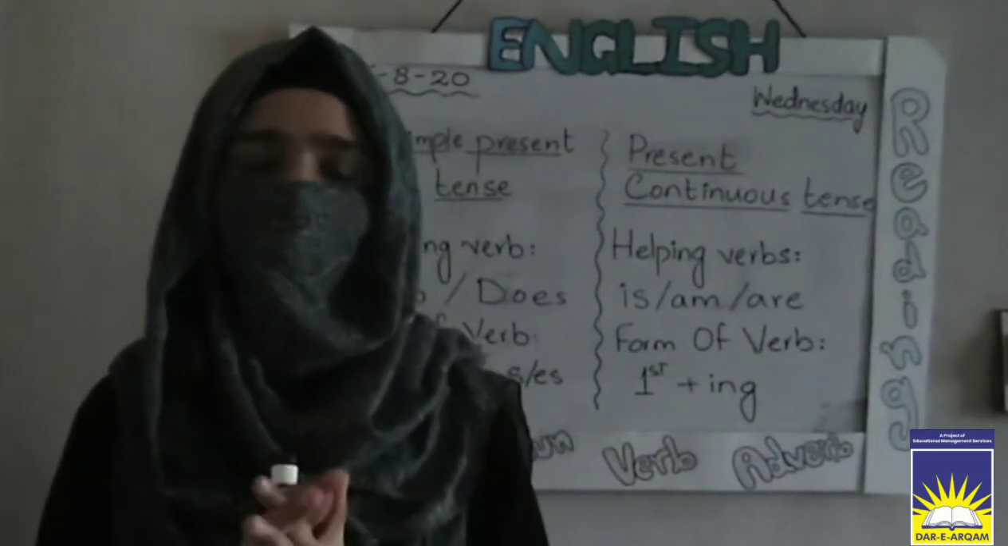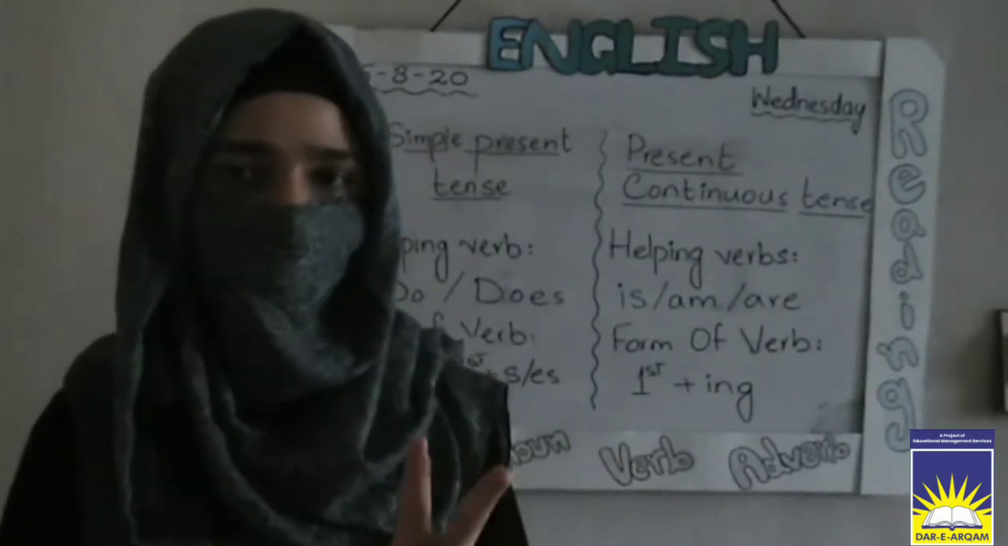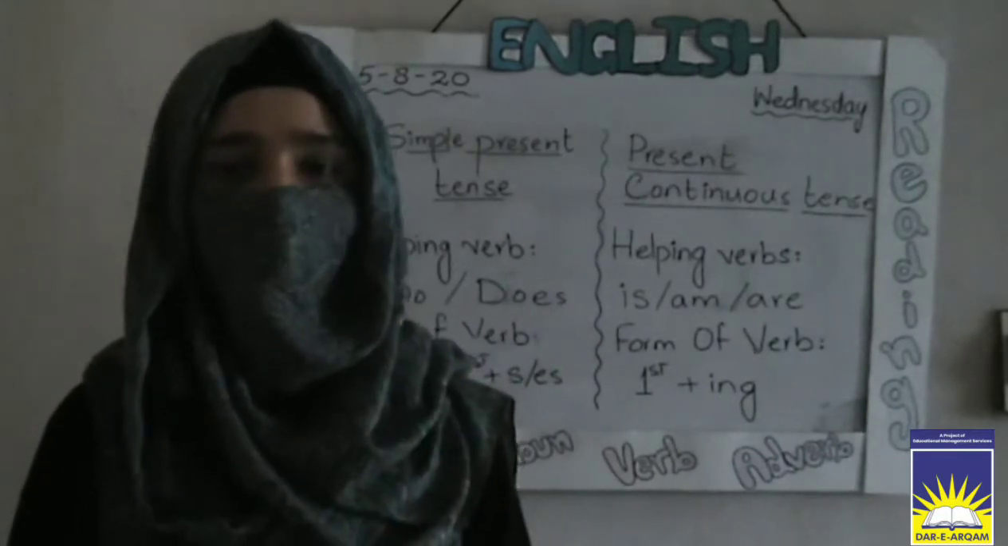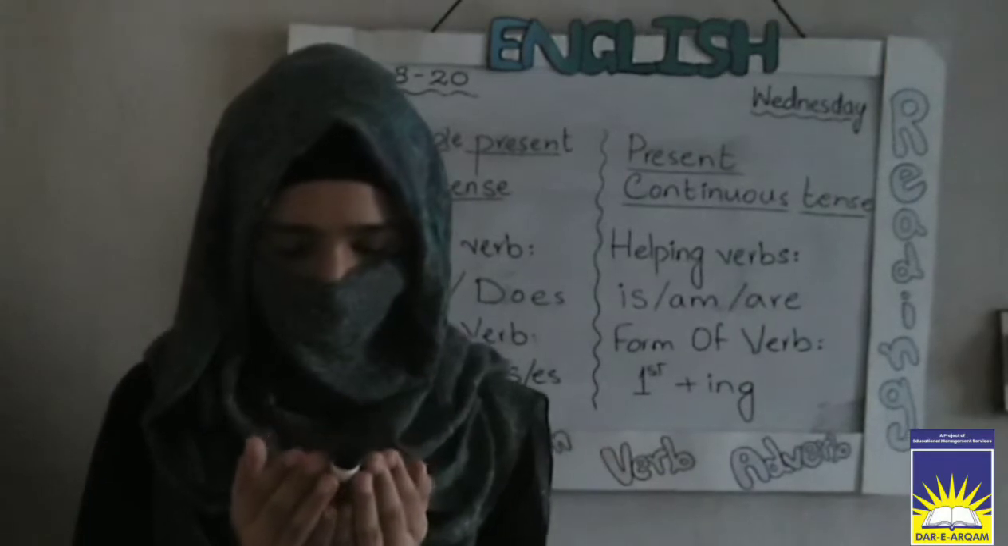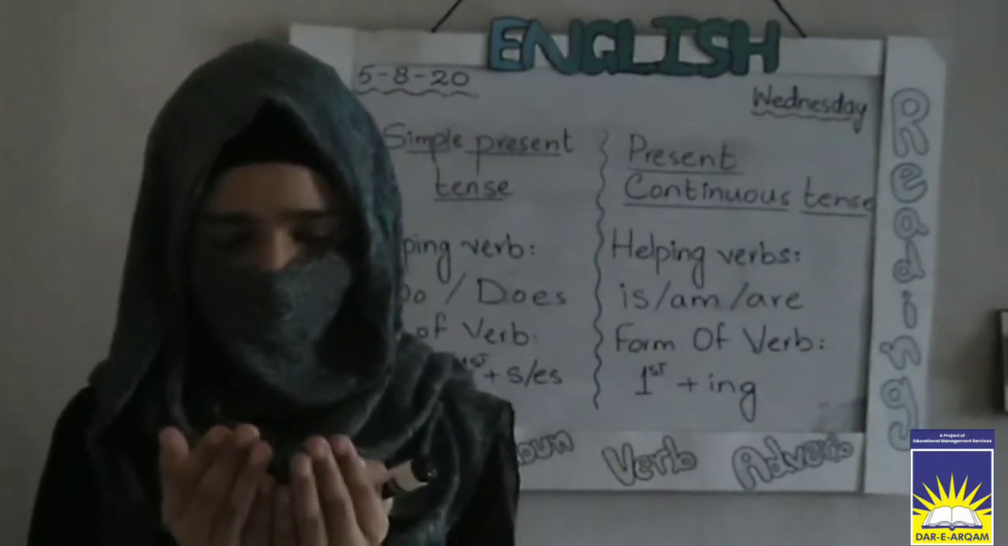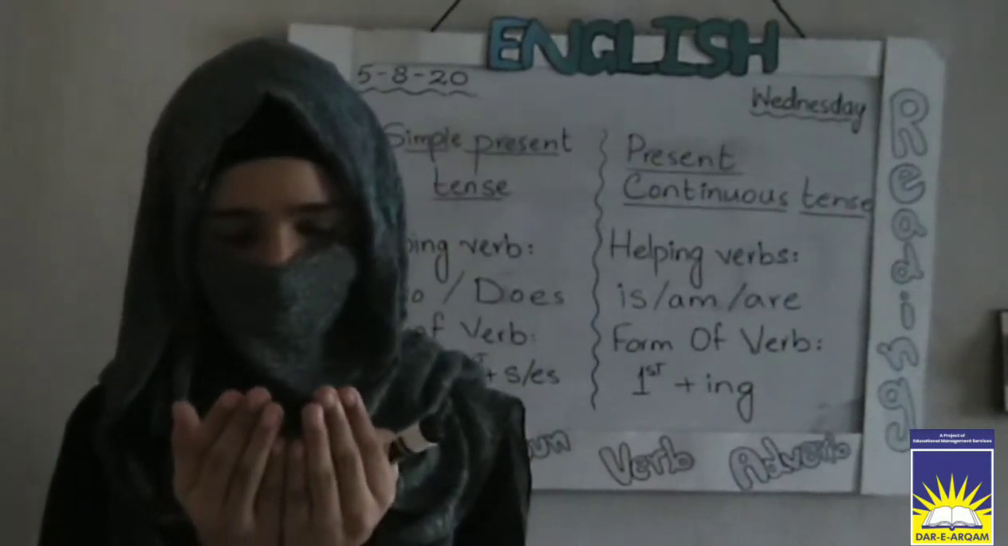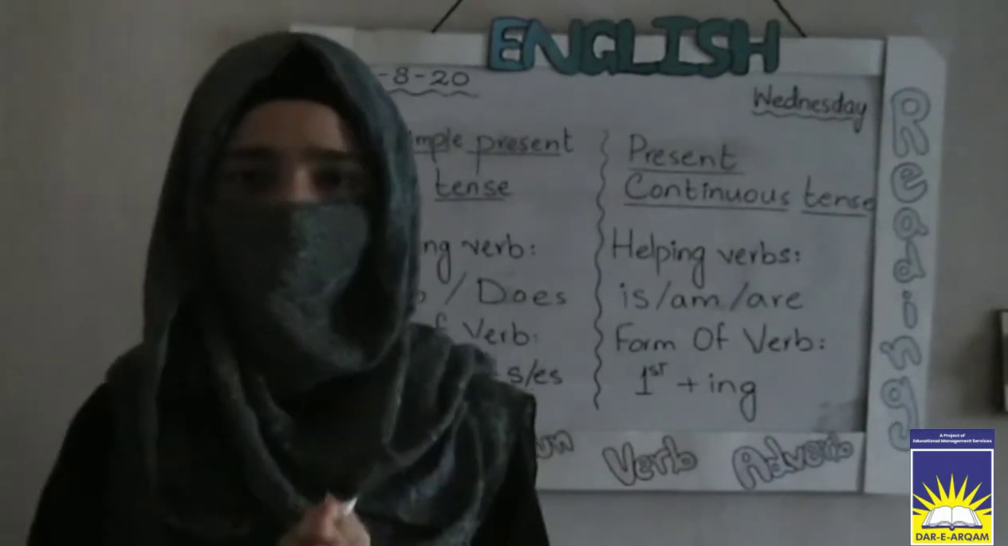Class 4, today we are going to do revision of two types of tenses that I have taught you. But before starting it, let's recite dua. Bismillahirrahmanirrahim. Rabbi zidni ilma. Ameen summa ameen.